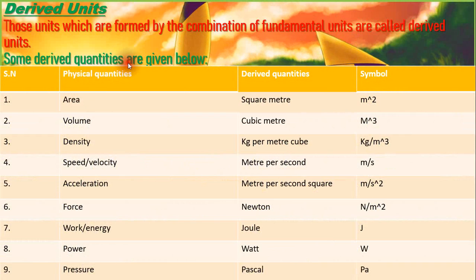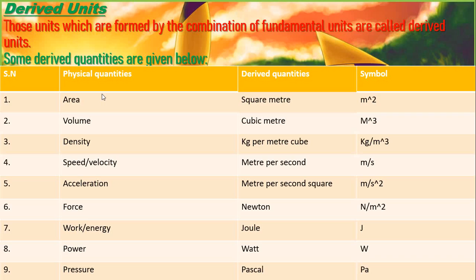Those units which are formed by the combination of fundamental units are called derived units. We have previously discussed fundamental units, and from the definition we can be clear about what derived units are. Derived units are those units which are formed by the combination of fundamental units. Here there are physical quantities, and these are derived physical quantities. Derived physical quantities means those quantities which depend on fundamental quantities.